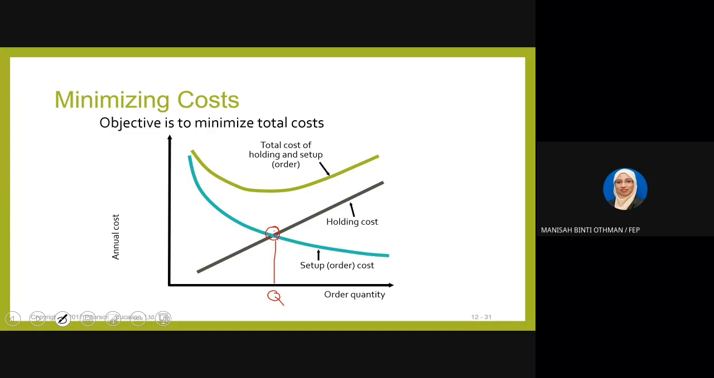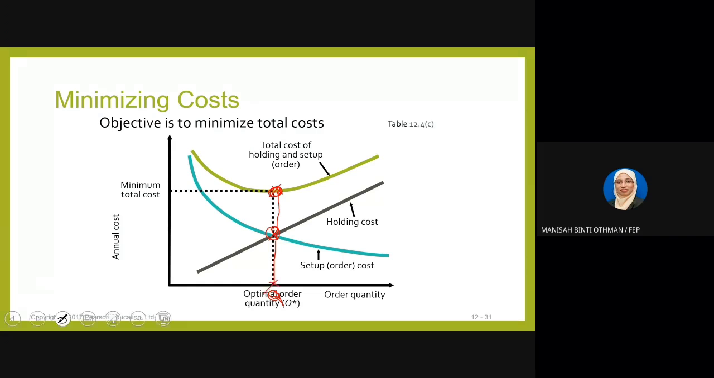At this point, ordering cost equals holding cost, and this is the lowest total cost, the point at the intersection in the graph. So at a certain quantity, ordering cost equals holding cost. That is the minimum total cost, and this is what we call the optimal order quantity, the economic order quantity.